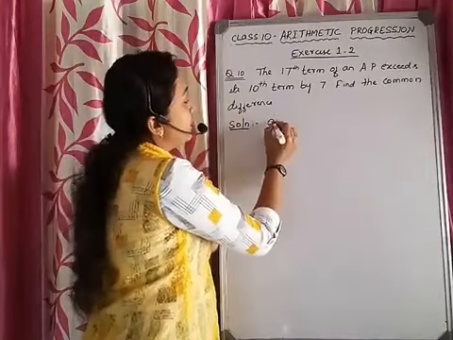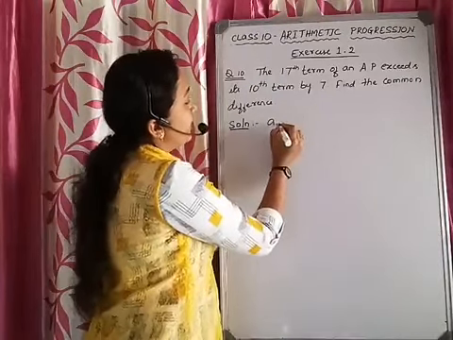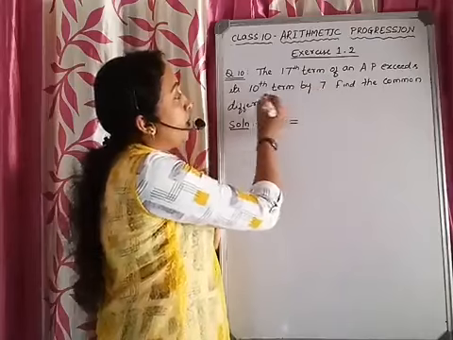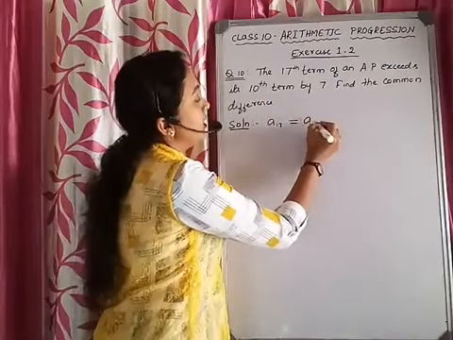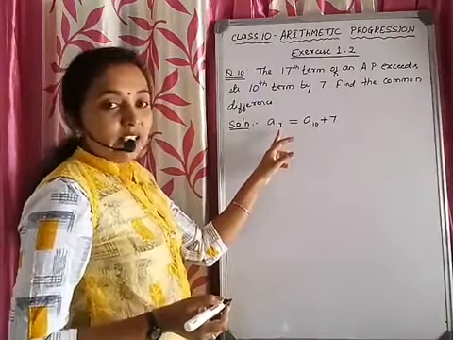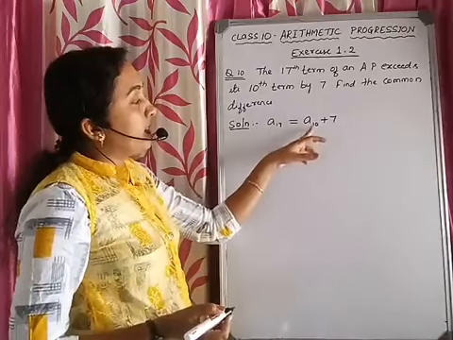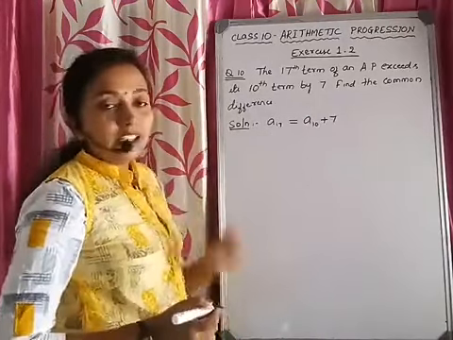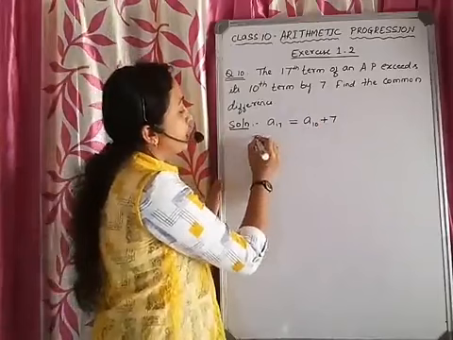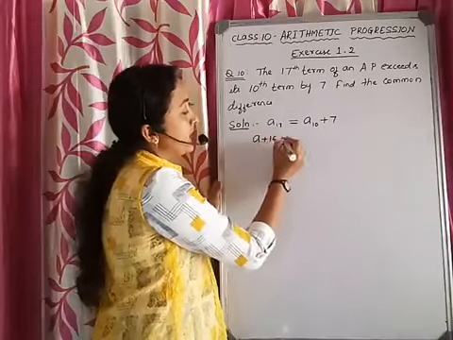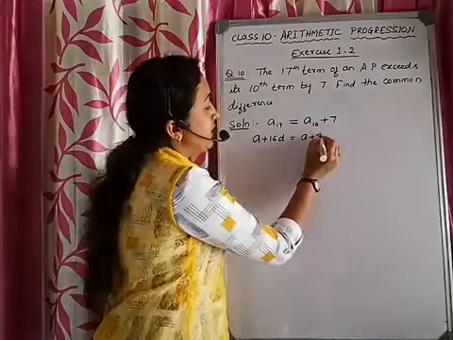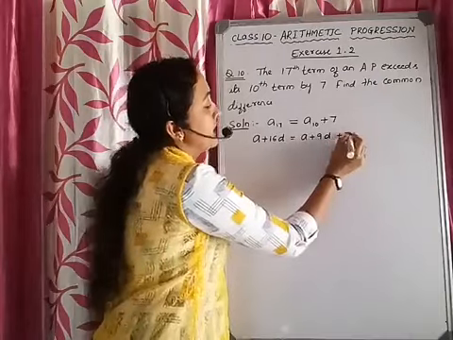So the 17th term, that means A17 is equal to 7 more than the 10th term. That means A10 plus 7. The 17th term of this AP exceeds the 10th term by 7. So this is the equation. So let us write the general form of these two terms. A17 means A plus 16D. A10 means A plus 9D plus 7.